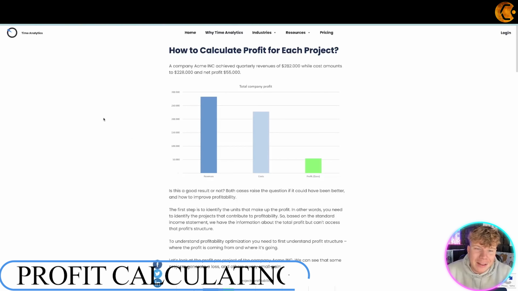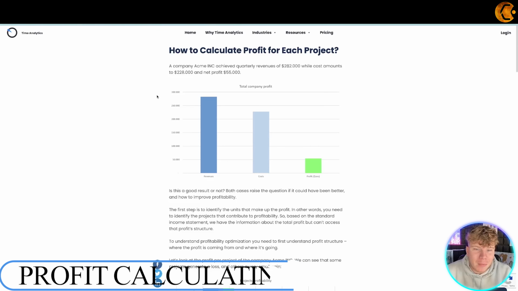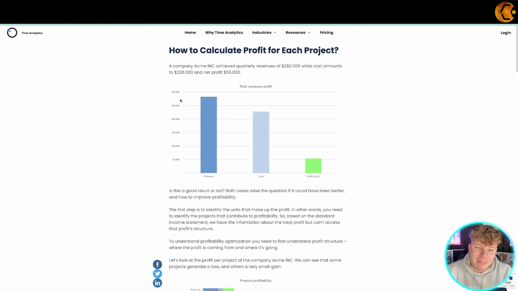So I'm taking you here first, right? How to calculate profit for each project. No matter if this is a stock company, a crypto company, it does not matter. What you want to look at is the revenue, the cost, and the profit and loss. Does that make sense to everyone?